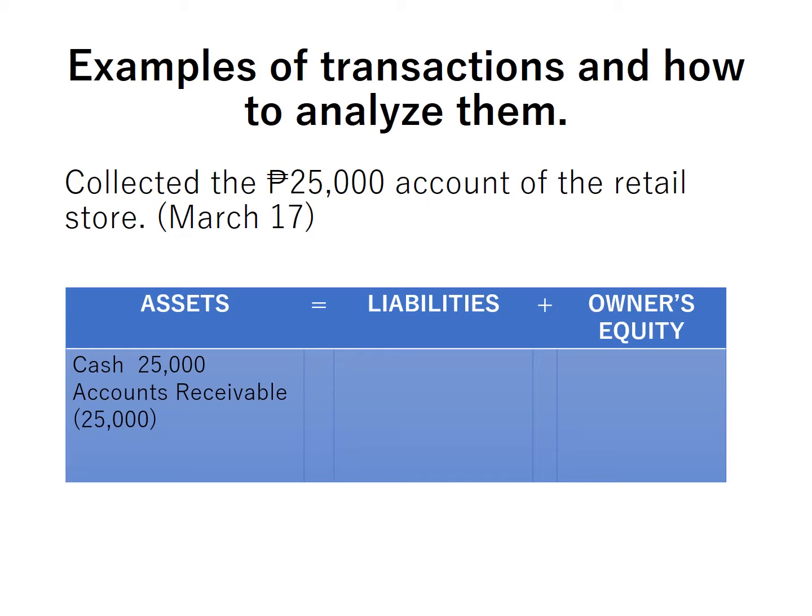So this is again an example of a transaction affecting only assets. An increase in cash, an asset, with a corresponding decrease in another asset, accounts receivable. So it's just converting an accounts receivable into cash because the receivable was collected.